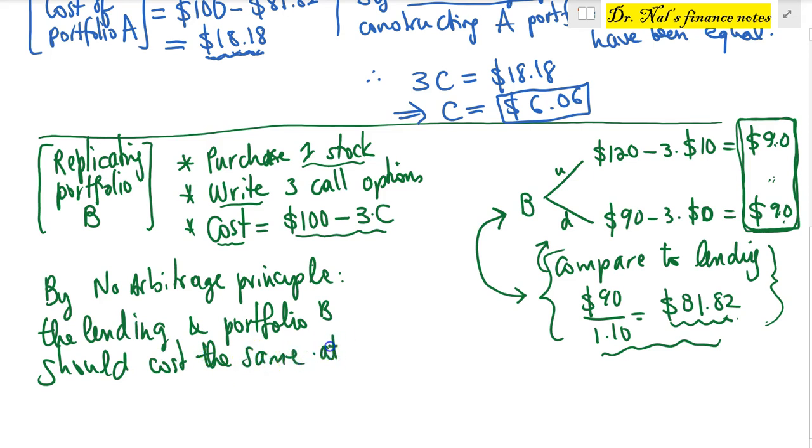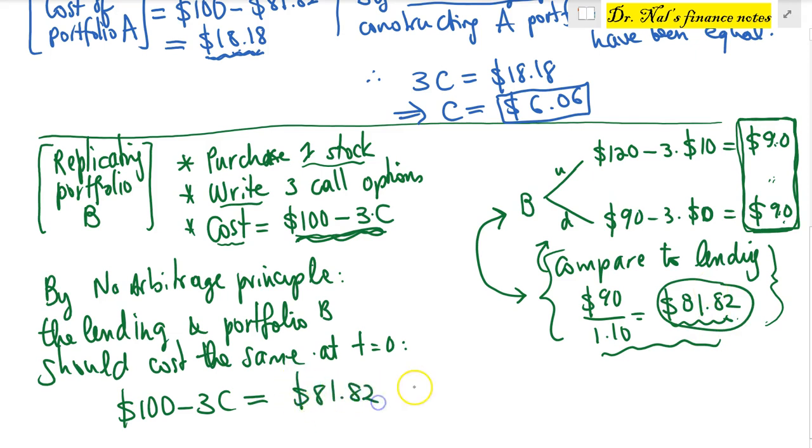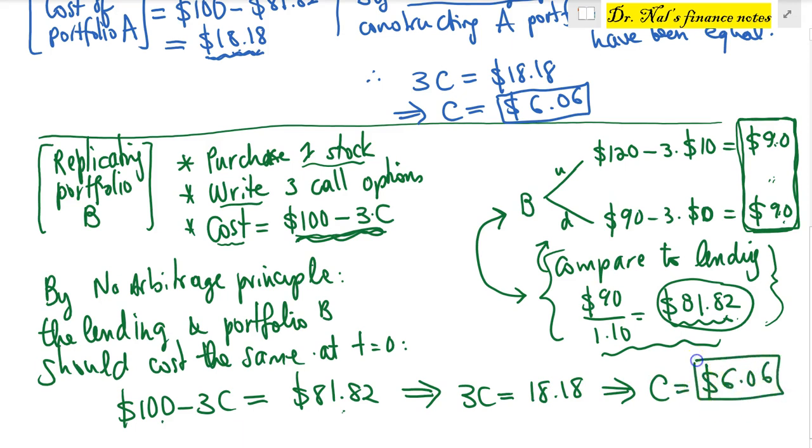At t equals 0. And obviously we already know the cost of portfolio B, which is $100 minus 3C, and the cost of lending would be $81.82. Now we can solve this for C. That will give us 3C is equal to 100 minus 81.82, which is just 18.18. And again, we come up with the same result, $6.06. That's pretty neat. So we came up with the same result as earlier.